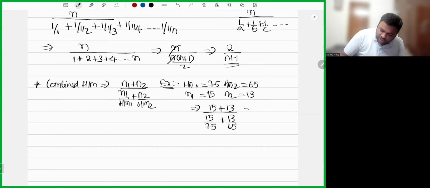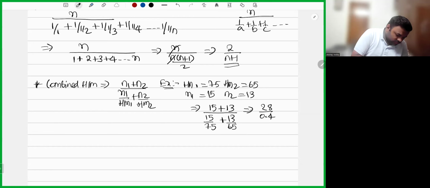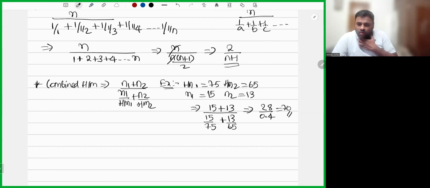As usual, first do the denominator. 15 divided by 75 plus 13 divided by 65. So you'll have 28 divided by 0.4, and we have 70. I hope it's fine how to calculate combined HM.